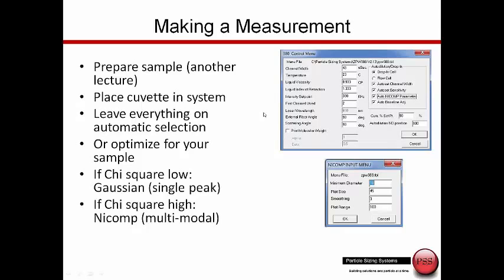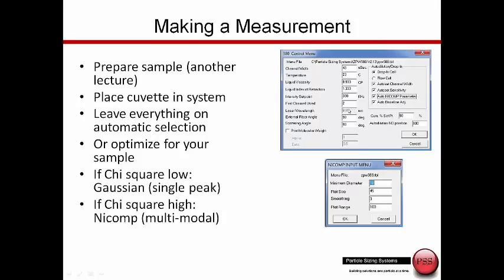Taking a measurement is very easy with the Nicomp. We simply prepare the sample, which is sometimes simple, sometimes a little more complicated, but we won't cover that today. We place the cuvette in the system, and looking at the setup screen on the right, we could either leave everything in automatic in terms of baseline Nicomp parameters and also choosing the neutral density filter, or we could interact with this and adjust this for specific applications. Once we've configured the system for the measurement, we hit one button, we take a measurement, and we look at the results.